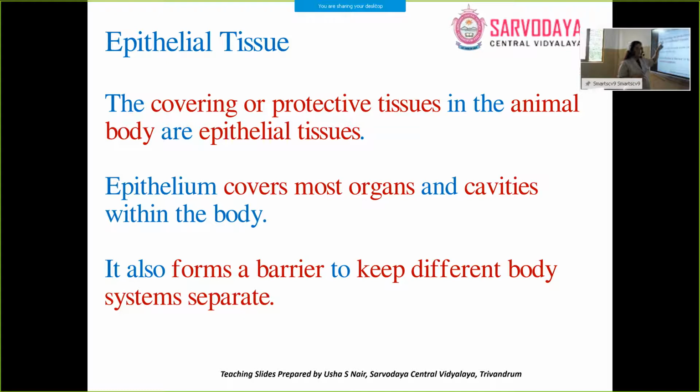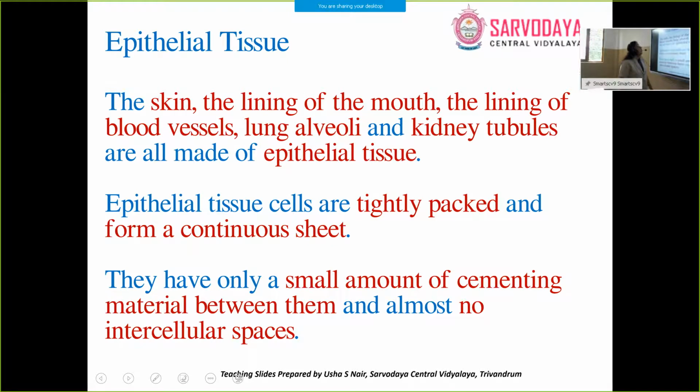So it is the covering or the protective tissue in the animal body. These are the epithelial tissues. They cover most of the organs and the cavities in the body, and they form a barrier that keeps different body systems separate. These are the features or the characteristics of epithelial tissue.